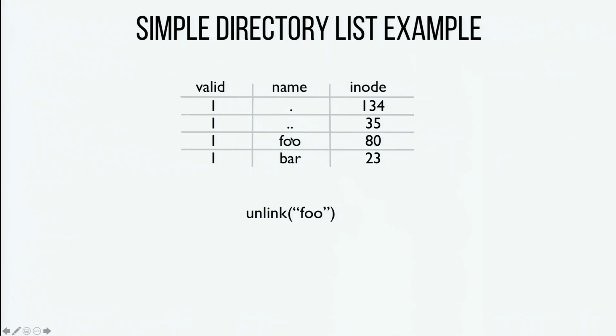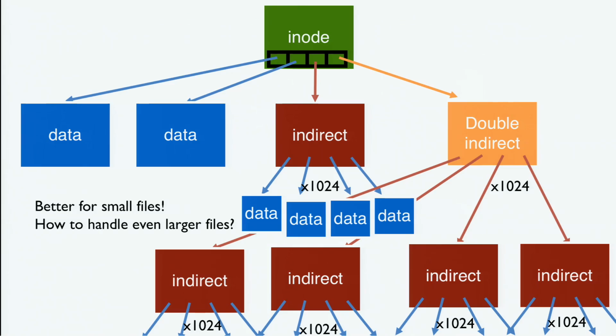We're removing the name foo, so the name foo doesn't exist anymore, but we still have to deal with the reference counts. Then you go to inode 80, and you decrement the number of pointers to that particular inode. Usually it'll be 1, it'll go down to 0, you'll see that no one else is pointing to it, and then you'll free up all of those data pointers.